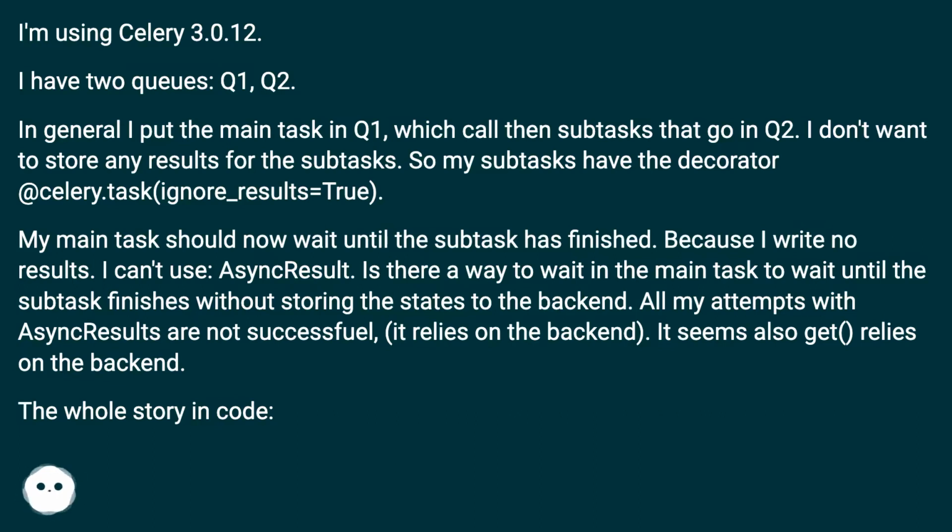My main task should now wait until the subtask has finished. Because I write no results, I can't use AsyncResult. Is there a way for the main task to wait until the subtask finishes without storing the states to the backend? All my attempts with AsyncResult are not successful. It relies on the backend. It seems also get relies on the backend. The whole story in code.